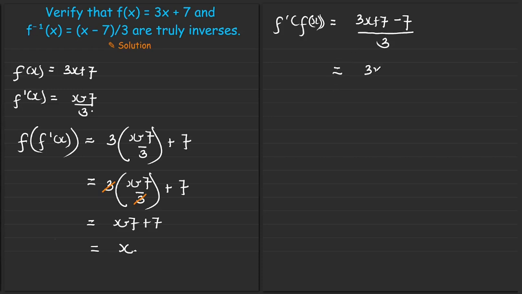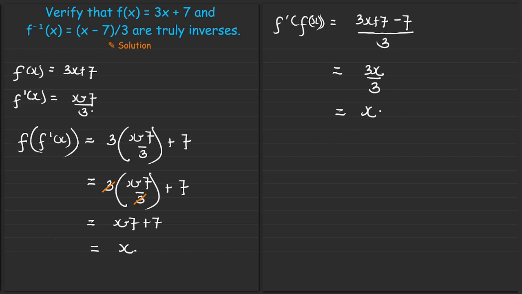Simplifying, we have 3x. 7 minus 7 gives us a 0. So we have 3x over 3, and we can simplify further to give us an x. Now, what have you realized? You realize that both the function and its inverse, when composed into each other, gives us what? x. It gives us the input.